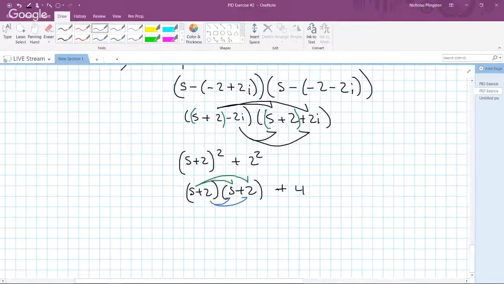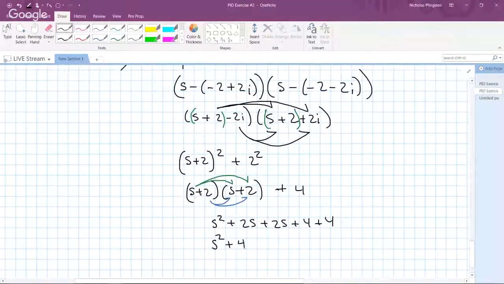So I'm going to FOIL this. It'll be S squared plus 2S plus 2S plus 4, and plus 4, which gives me a final polynomial of S squared plus 4S plus 8.